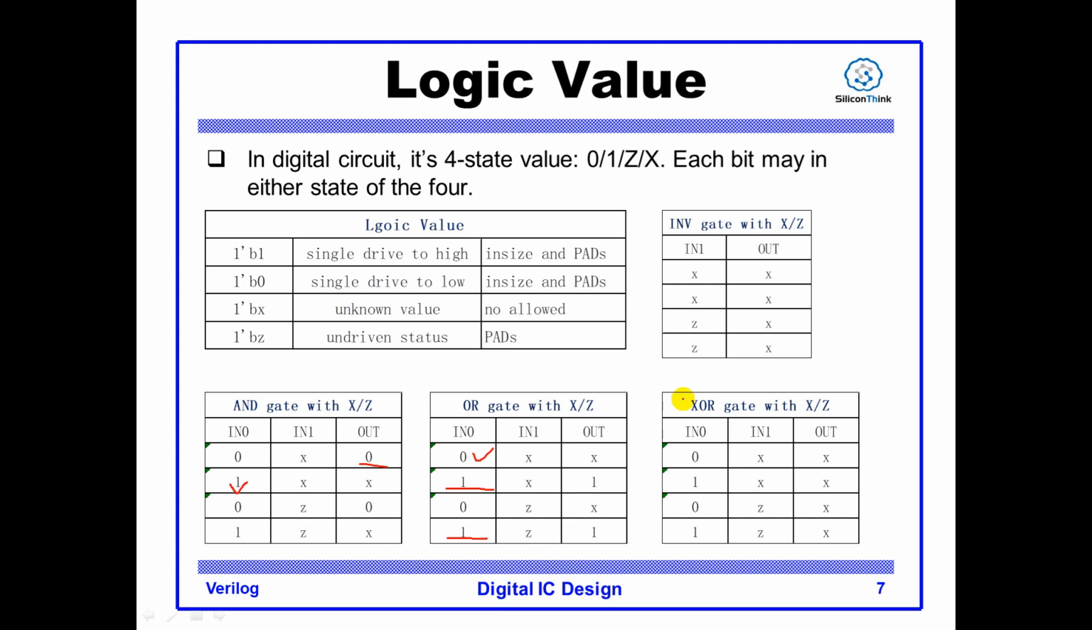Okay, this is the table for the exclusive OR gate. The four tables show how to resolve the output value of each gate if you give some input as X or Z. So if you see some Z value or X value in your simulation waveform, there must be some register or input with X or Z before it.